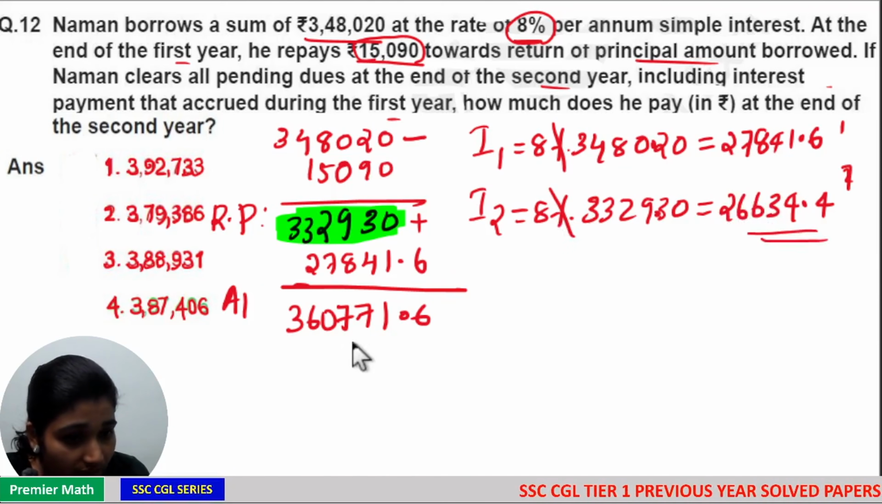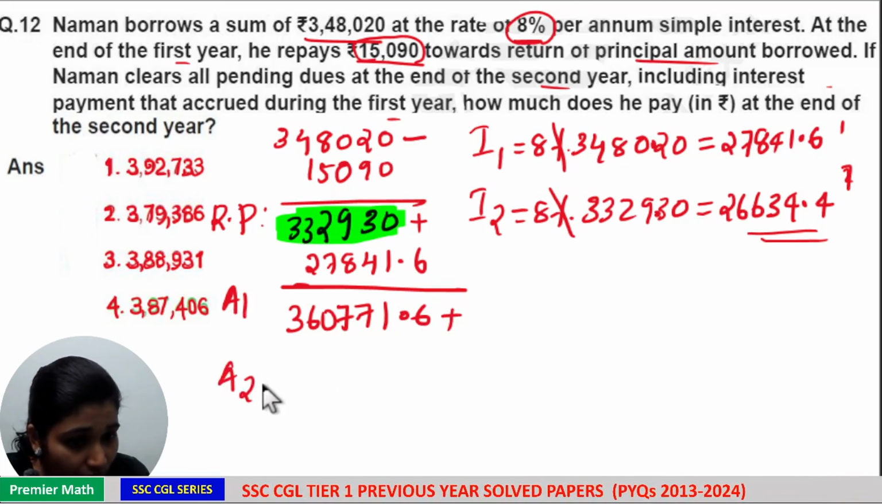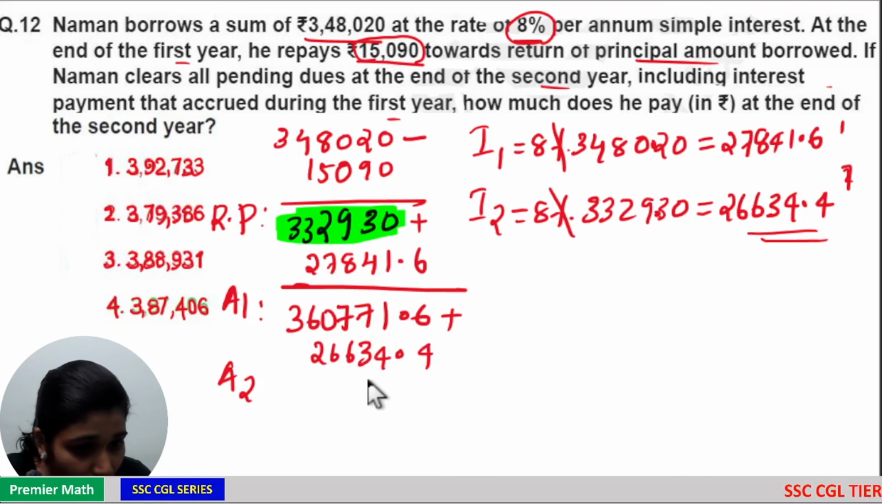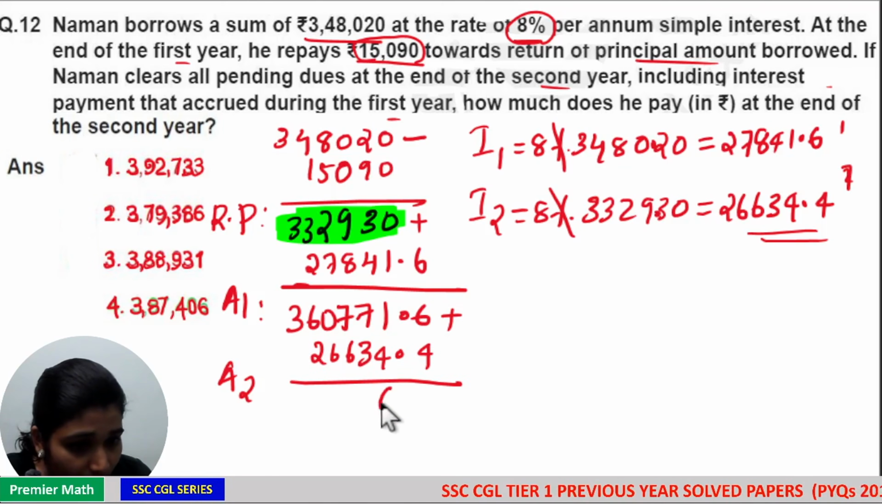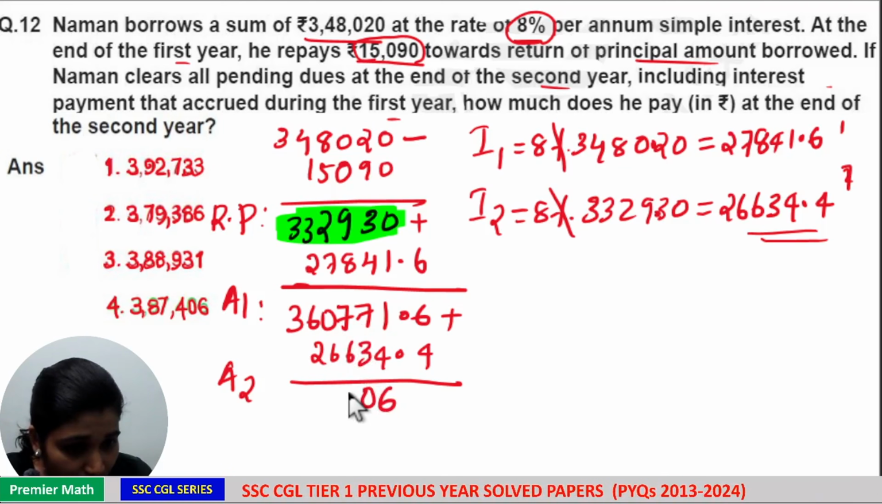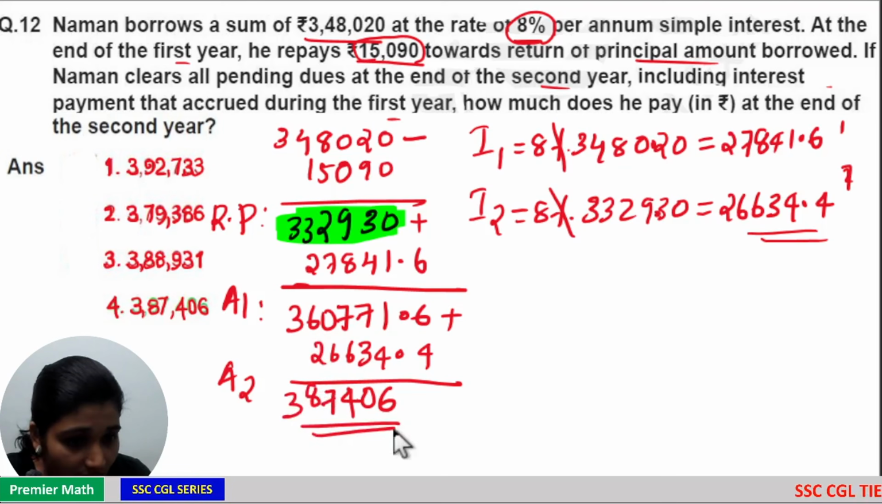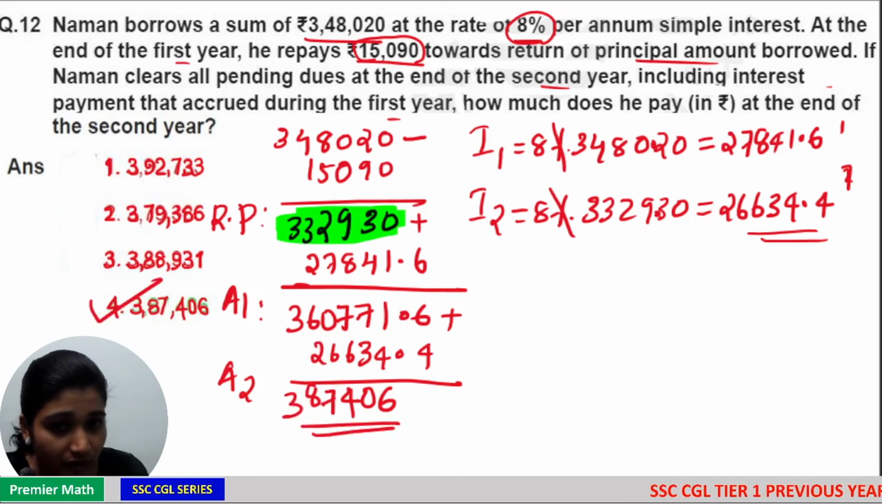Now if you add interest for second year plus amount after first year, you will get amount after second year. So amount after first year plus 26634.4, which is equal to 6 plus 4 10, 4 plus 2 6, 7 plus 3 10, 7 into 2 14, here 7, here 8, here 3. So 387406. Option 4 is your answer.